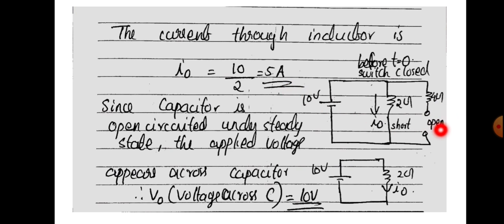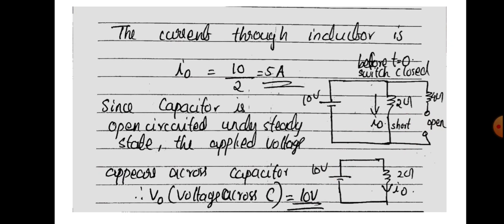Similarly, the capacitor is open circuited, that means the complete 10 volt appears across the capacitor. So, under steady state condition, the voltage across the capacitor V0 equal to 10 volt. So, these are the initial conditions, because before time t equal to 0, the current through the inductor is 5 ampere and the voltage across the capacitor is 10 volt. So, this is the initial condition.